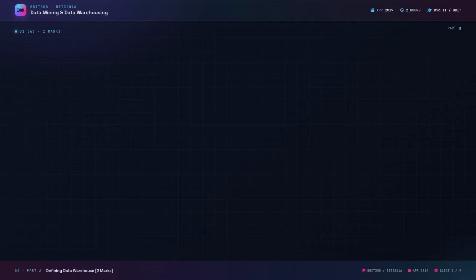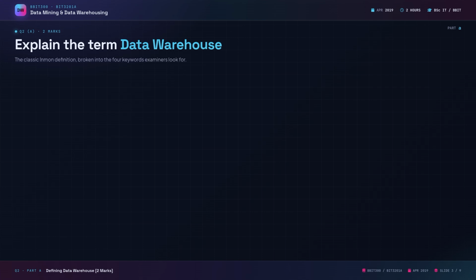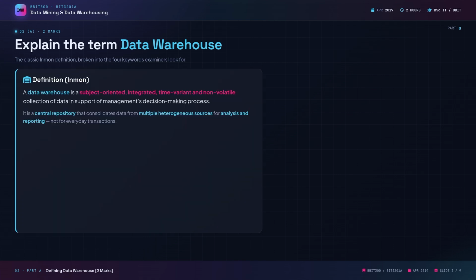Part A is worth 2 marks and asks you to explain the term data warehouse. Here's the classic Inman definition, and it's worth learning word for word. A data warehouse is a subject-oriented, integrated, time-variant, and non-volatile collection of data in support of management's decision-making process.